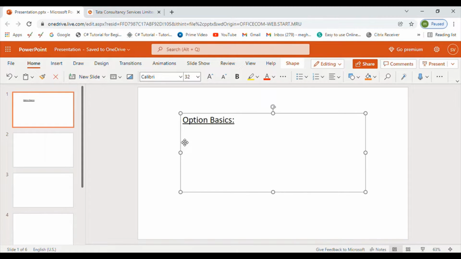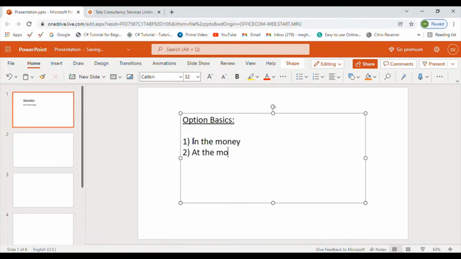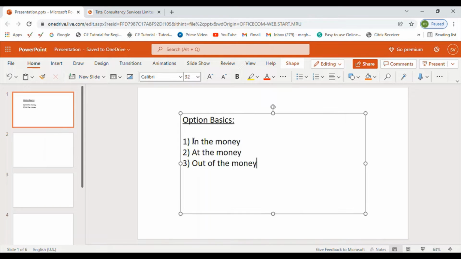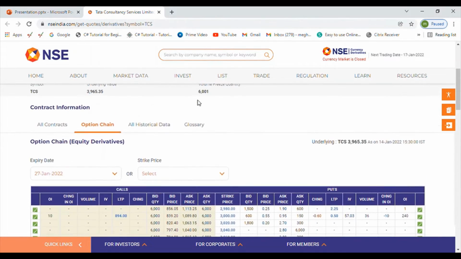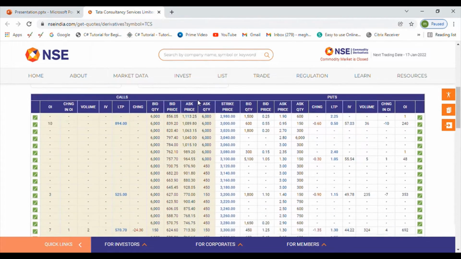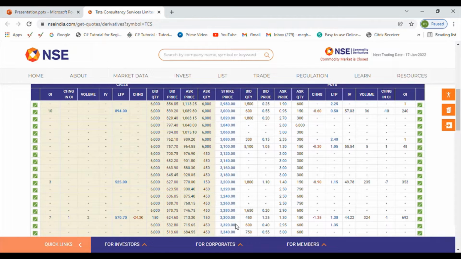So before moving ahead, let me explain the types of options. There are basically three types of options. One is in the money, second one is at the money, and third one is out of the money options. To explain these things better, let me go to this NSE option chain website. As we were discussing the TCS share example, I have already opened the TCS option chain for 27 January expiry. And these are all the strike prices that are available.